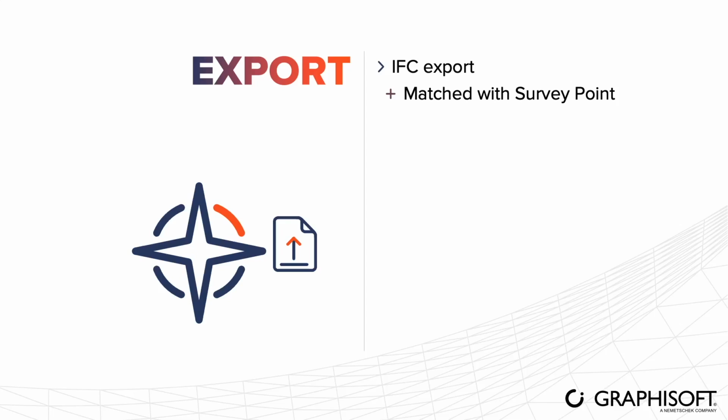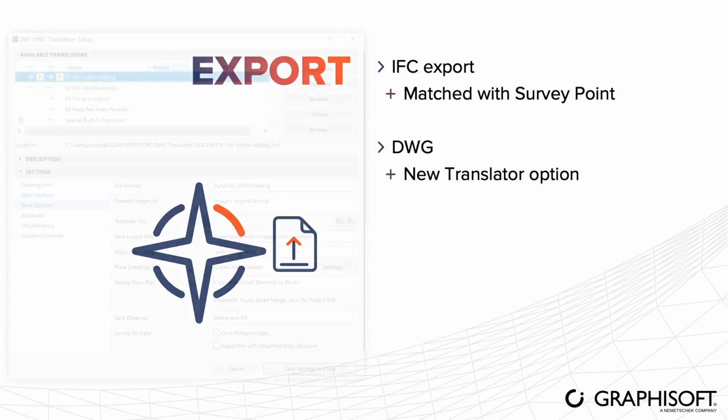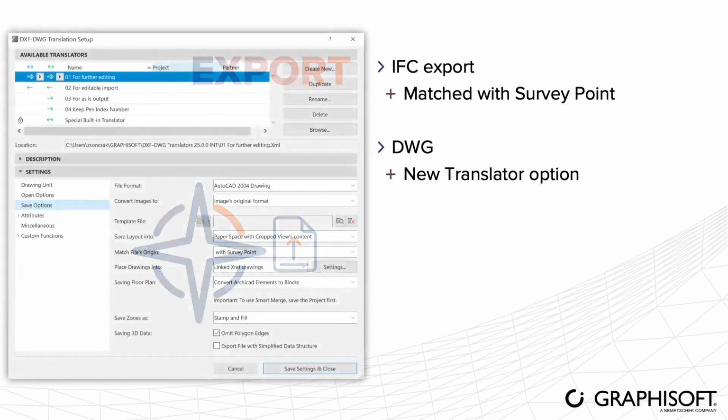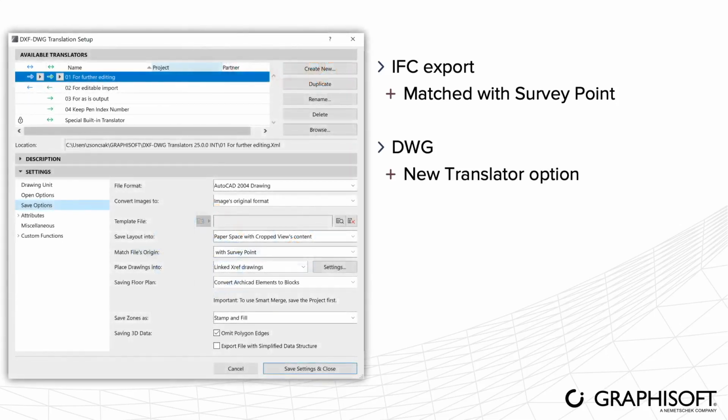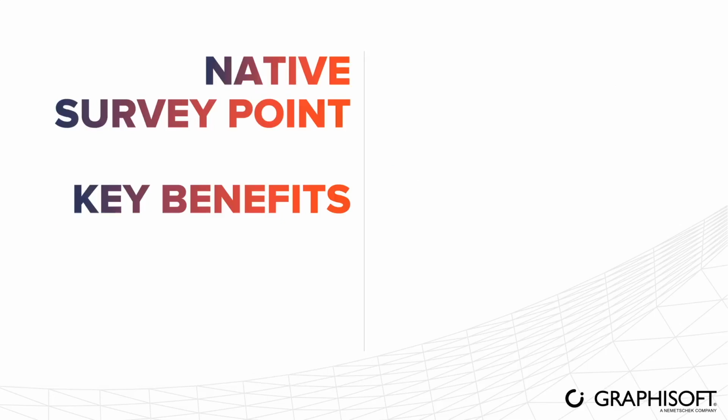Now, possibly the biggest improvement regarding DWG export is that now we will have a dedicated option in the DWG translator for matching the exported file's origin with either project origin or the survey point. That makes it possible to export both IFC models and DWG drawings from the same Archicad project, and those files will be fully aligned with each other. There is no need to apply any workaround to achieve this anymore.